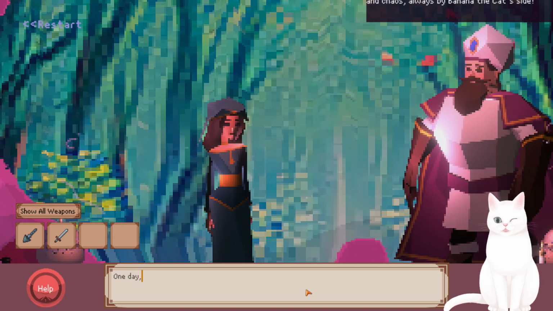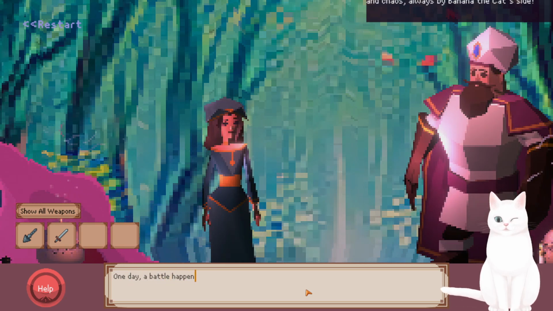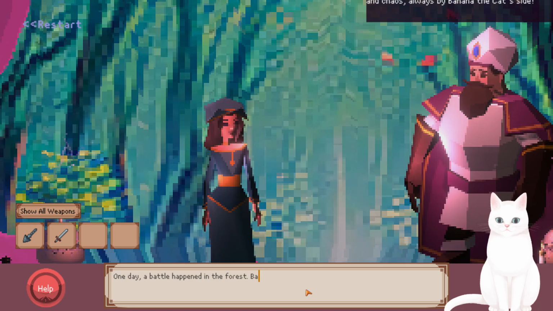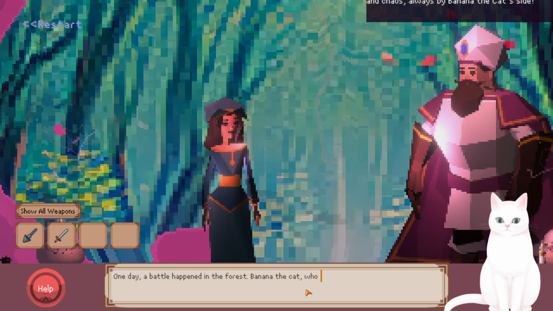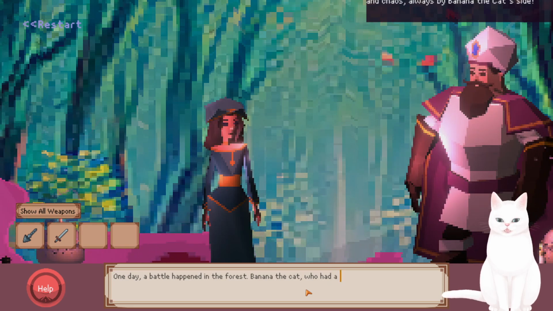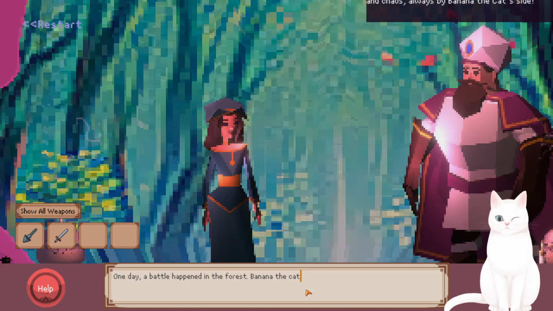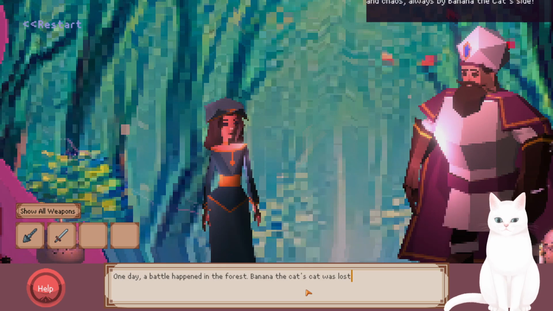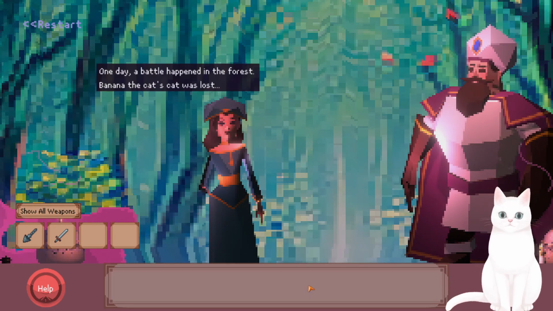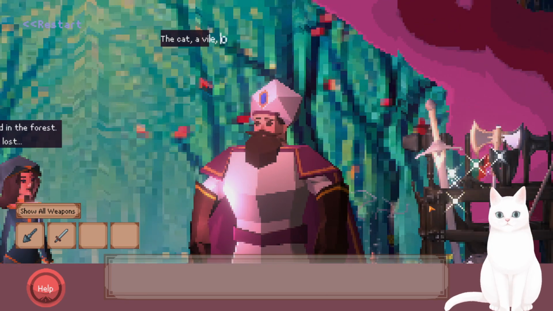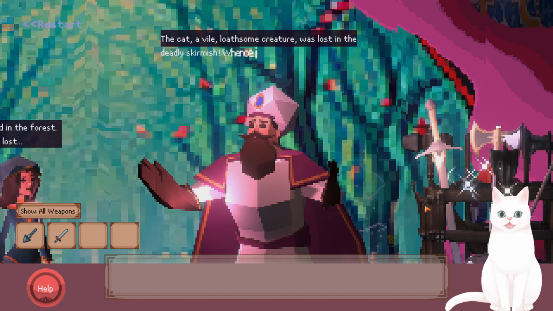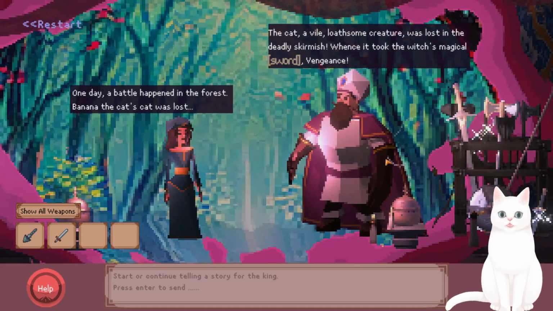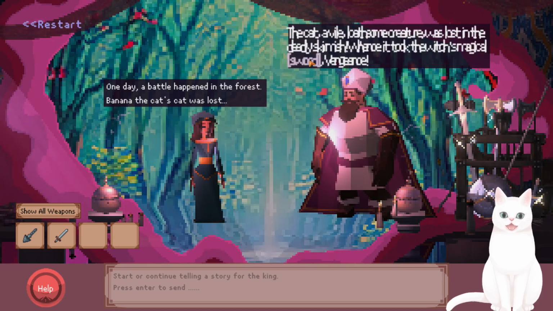One day, a battle happened in the forest. Banana Cat's cat was lost. The cat, aware that some creatures were lost in deadly skirmishes, once took the witch's magical sword, Vigilance. Okay, he intentionally mentioned the sword here. I can still get another one.